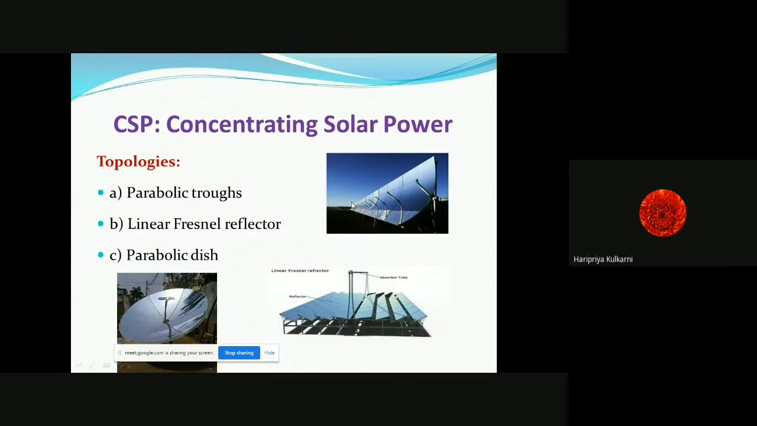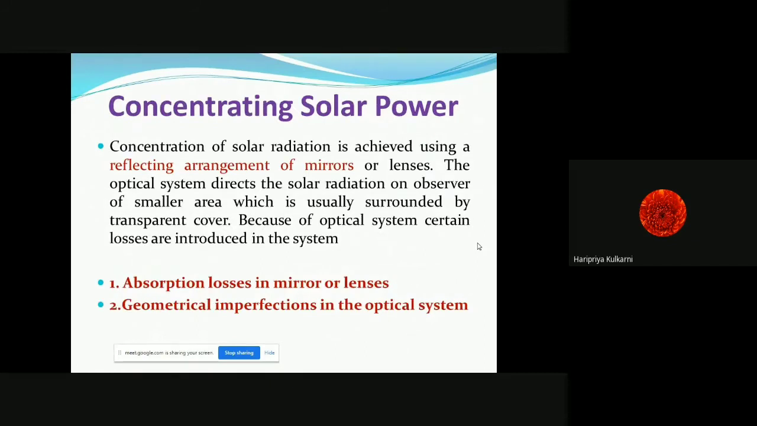With the help of concentrators, we can go for a higher temperature range. That's why we are not only using the flat plate collector, but we go for concentrators. Now we'll see what this concentration is. There are some definitions related to CSP, so we'll go into detail with that. Concentration of solar radiation is achieved using a reflecting arrangement of mirrors or lenses, so that we can focus the solar radiations falling on the mirror at a single point or on a line absorber, and we can raise the temperature further.